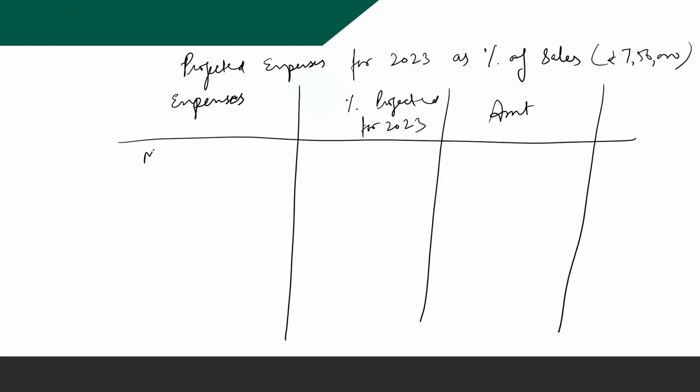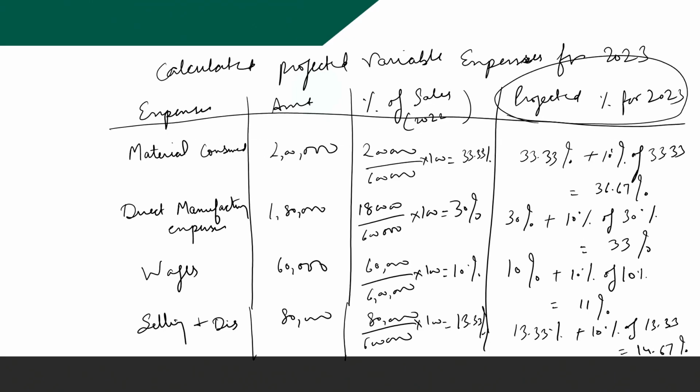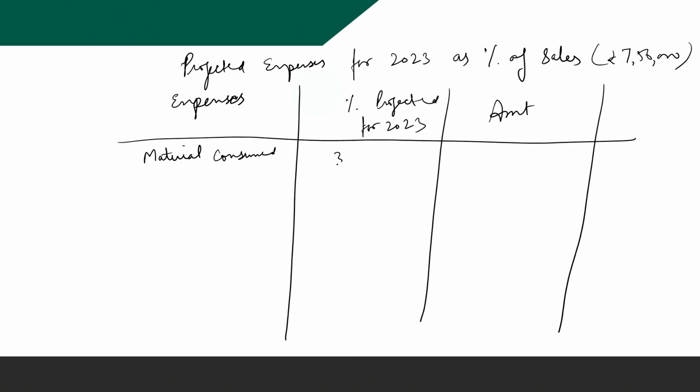First is material consumed. As I told you, we will consider 36.67% here. So we put it here, 36.67%, and we compute this 36.67% of 7,50,000, which is our projected sale. So it comes to rupees 2,75,025.